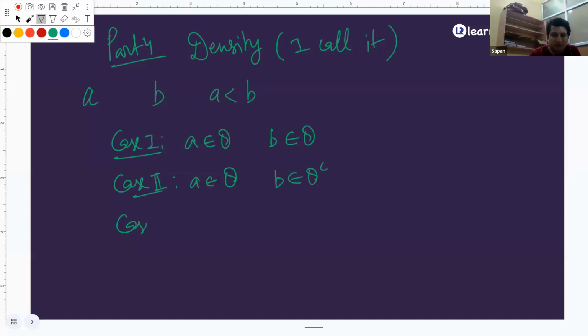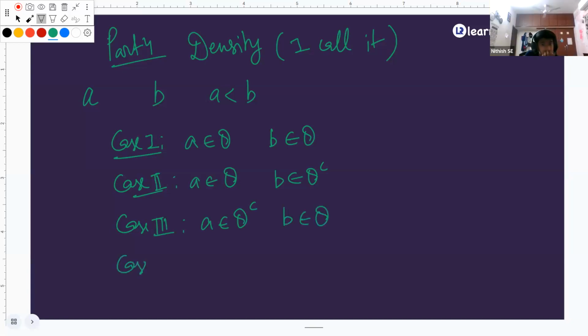So what we want to do in every case is find a rational number and an irrational number between A and B. Okay, that is what I mean by density.